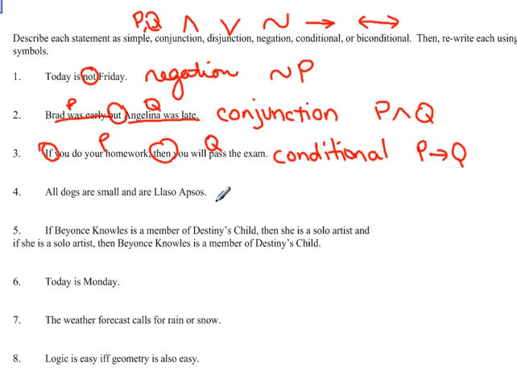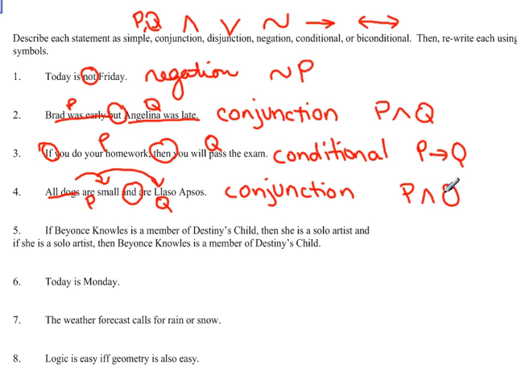Number 4, all dogs are small and are Lhasa Apsos. Here that key word and signifies that we again have a conjunction. And what is going on here is that the subject all dogs is being used for both parts of the statement. All dogs are small would be the statement P. All dogs are Lhasa Apsos would be the statement Q. So we would say P and Q again.